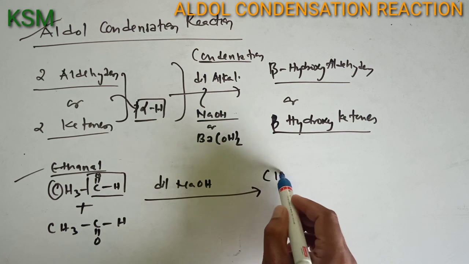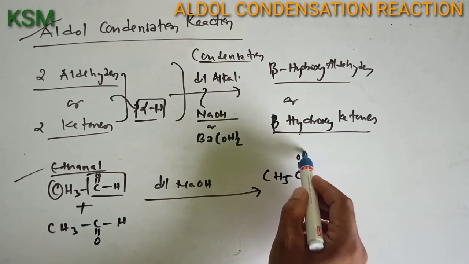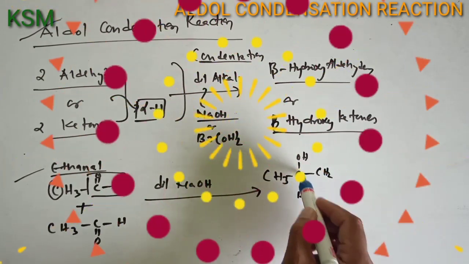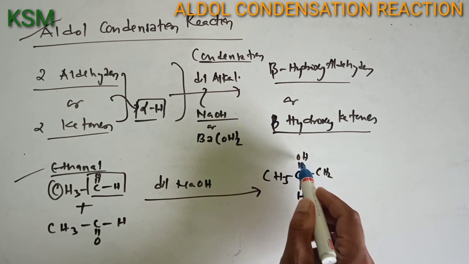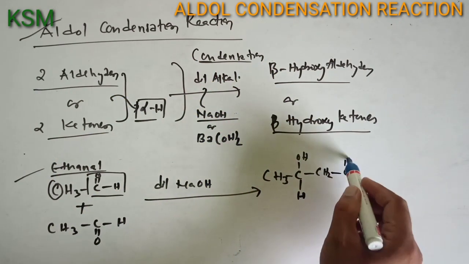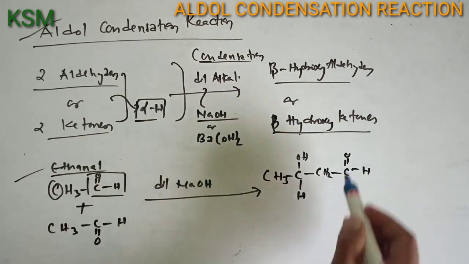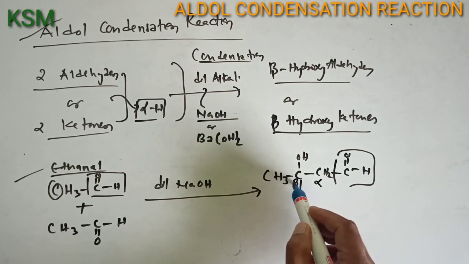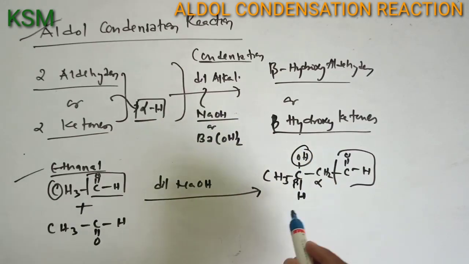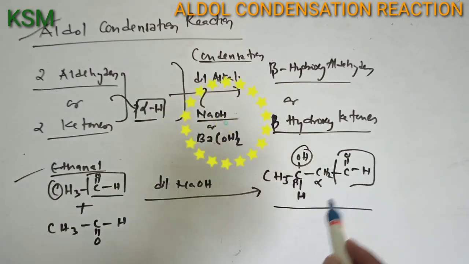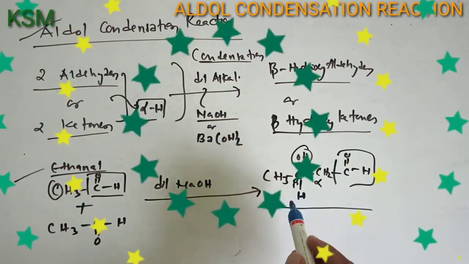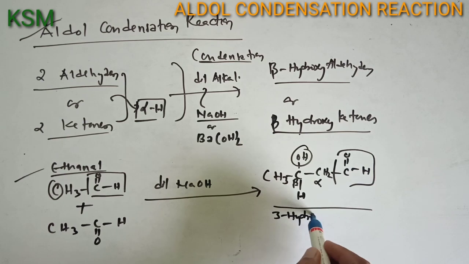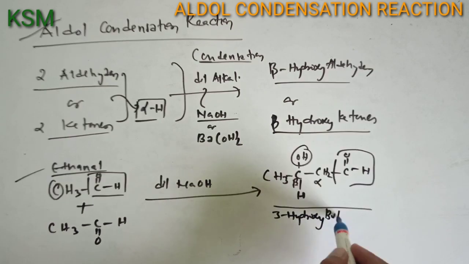Here it will be CH3CHOHCH2, and H will be getting attached to the carbon to which OH is attached. Then finally CHO. Here we can observe that this is an aldehyde group, this is an alpha carbon, this is a beta carbon, and to the beta carbon a hydroxy group is attached. So that is how beta hydroxy aldehyde is formed, and the name of this particular compound is 3-hydroxy butanal.